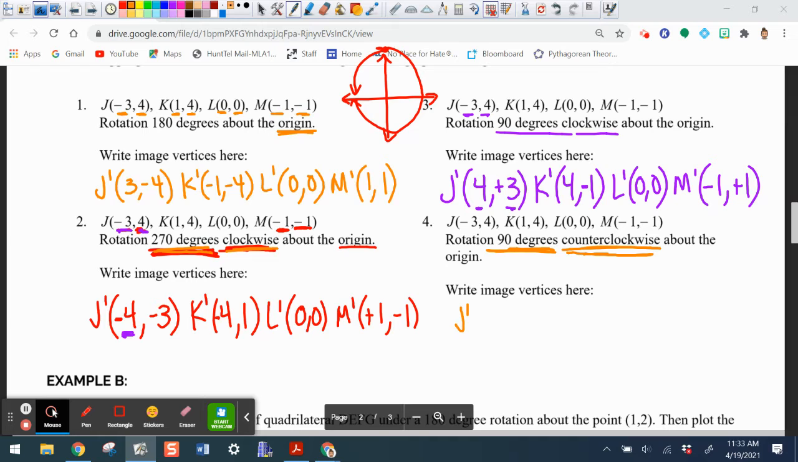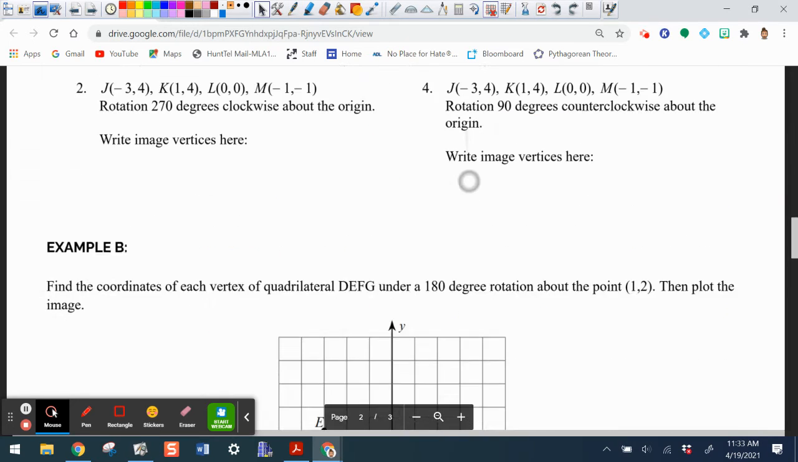And unless you watch this video, you might have just gone through the whole rigmarole again and didn't realize it's actually the same rotation. It's a different direction and different number of degrees, but it ends up in the same location. That's really all we're concerned about in a transformation. So the vertices for number 4 should actually be the same for number 2. So that's the end of practice A. Let's move on to practice B.